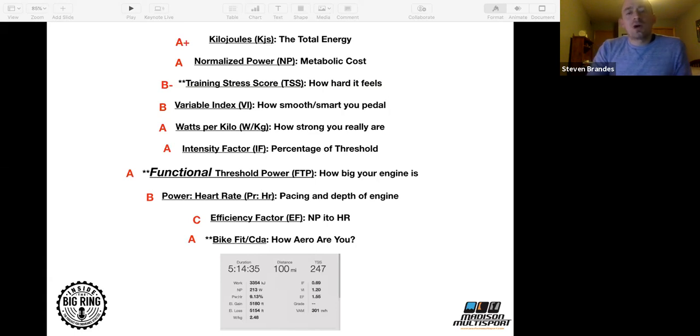I'm going to pick the top 3 things on my list. The top 3 things that I think you should be paying attention to are kilojoules, watts per kilo, and bike fit. These 3 things are the most important areas you need to be spending time working on for your training. Kilojoules, watts per kilo, and your bike fit. Okay.